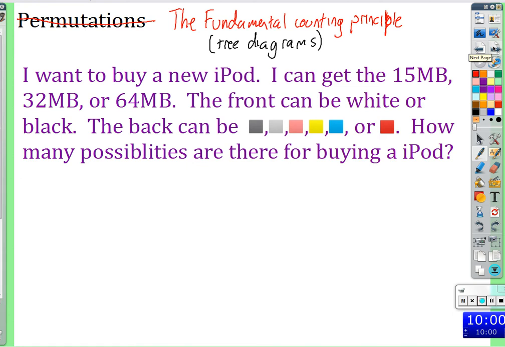Alright, so this is true. I went to buy a new iPhone. My old one is all cracked and slow and old. So I can get the 16 up today. 16 megabyte, 32 or 64. The front can be white or black. The back can be any of these colors. How many possibilities are there for buying an iPod? So I'm going to go ahead and figure it out.